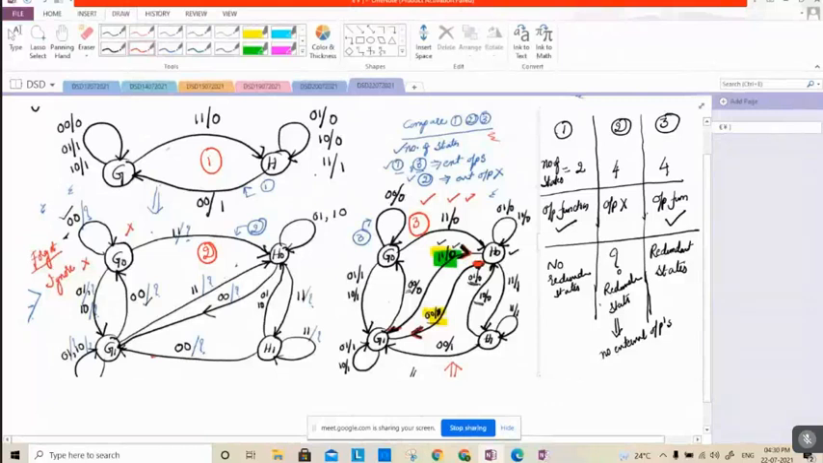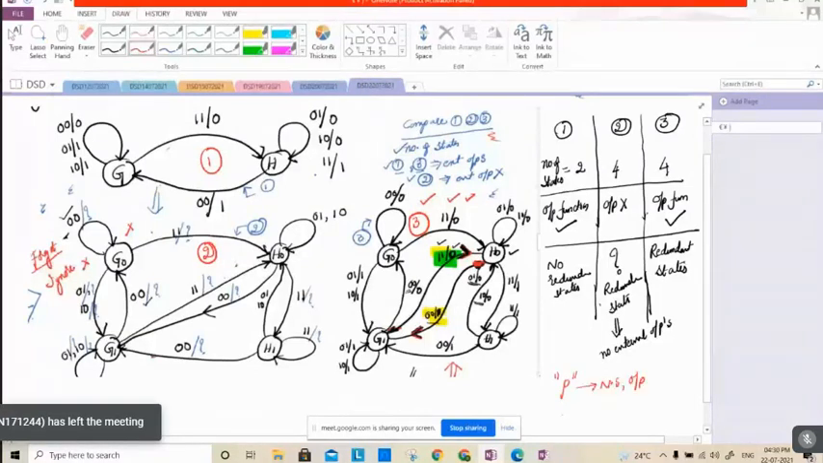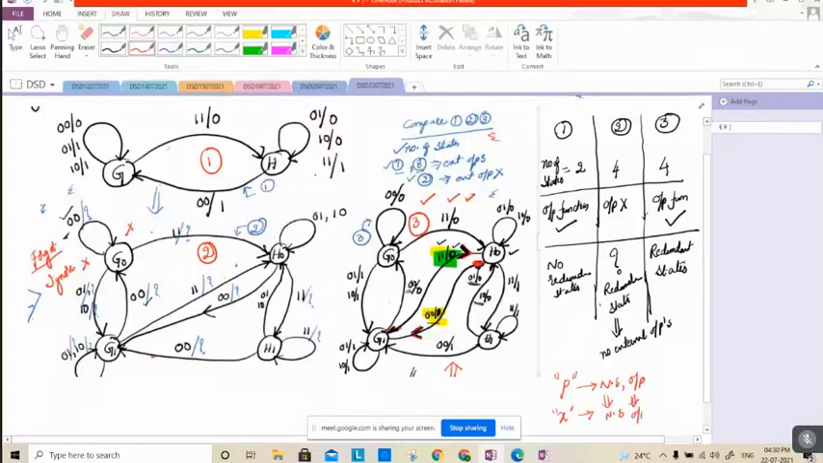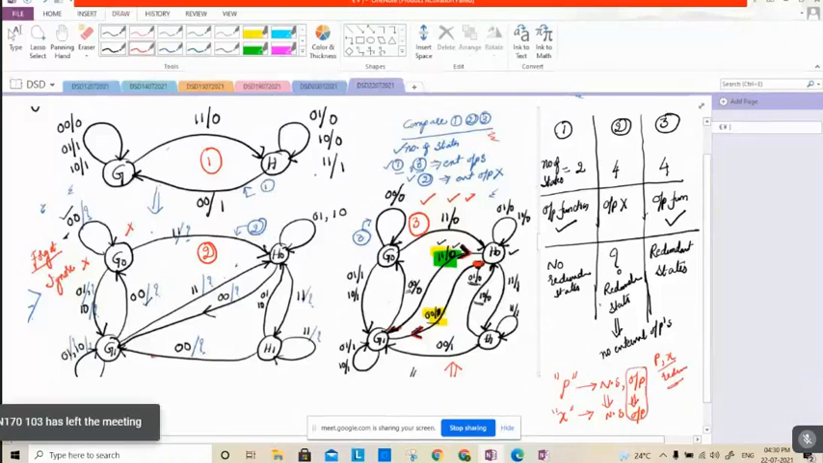The present state should be the same, sir. Right, for one particular state P, if the next state and outputs are the same as those of some state X, if X also has the same next state and the same output, then P and X are redundant. So if we don't know the outputs, then we cannot say whether it is redundant or not.